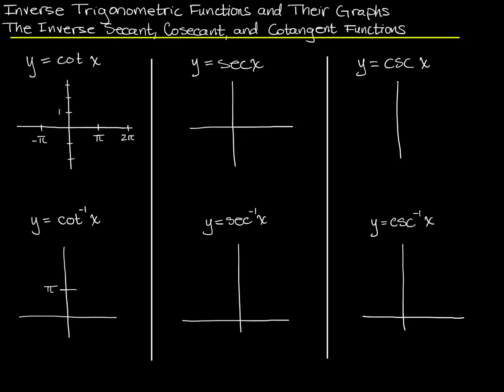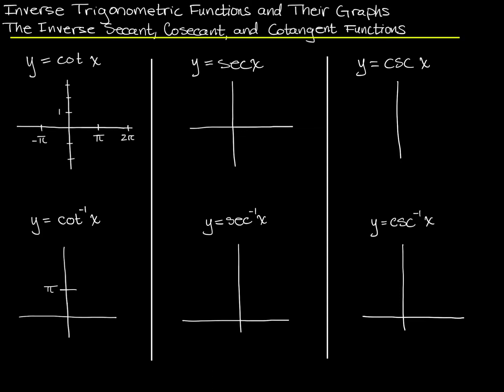All right, it's time to round out our collection by talking about the arccotangent, the arcsecant, and the arccosecant, or the cotangent inverse, secant inverse, cosecant inverse. Or we could say the inverse cotangent, the inverse secant, the inverse cosecant. All right, we're going to start, as we did with the other graphs, by reminding ourselves what the graphs of the original functions look like.